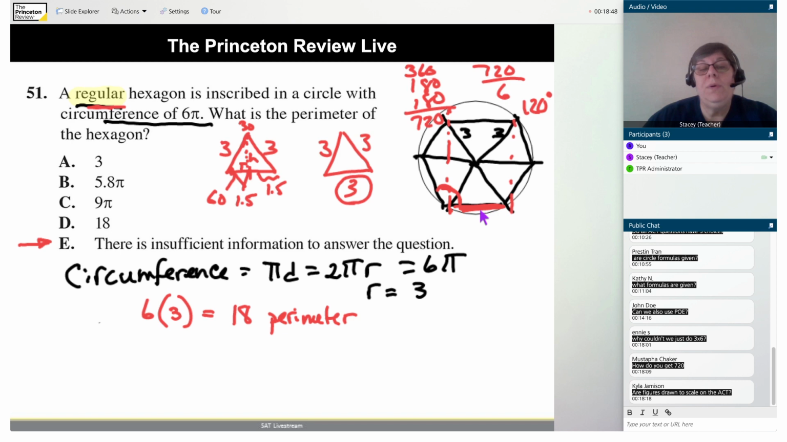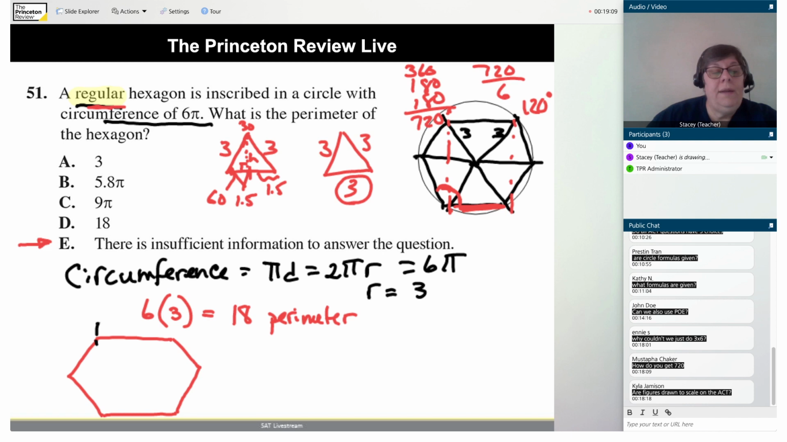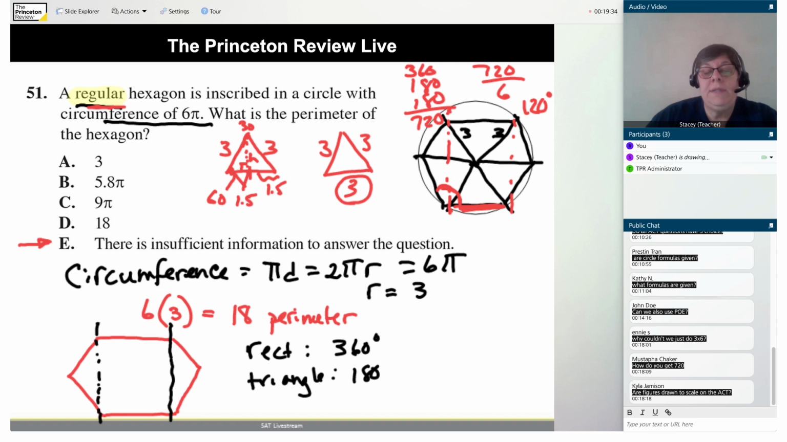All right, let's go back. I want to draw a hexagon a little cleaner for you. Let me show you how to get the 720. If I have a hexagon, 6 figures, let's change colors. I'm going to draw a line there. I have a triangle on the left. I'm going to draw a line here. I have a rectangle in the middle, and I have another triangle on the right. So what I did, Mustafa, to get to 720 is I said, well, I know that a rectangle has 360 degrees in it. I know that a triangle has 180 degrees in it, and we have 2 180 degree triangles. So we have 720 degrees in that hexagon.